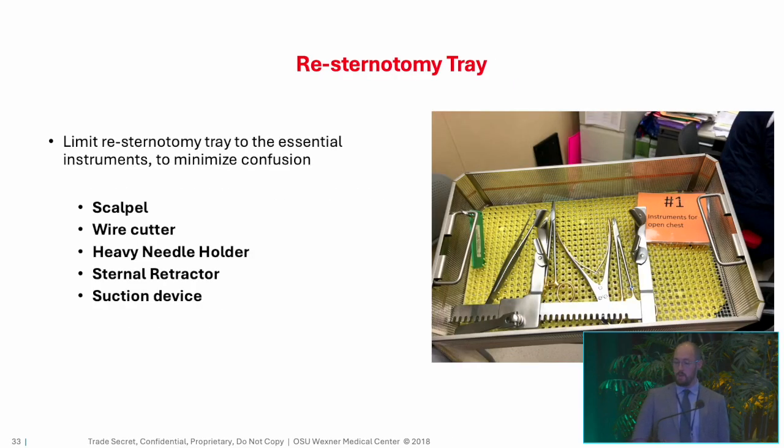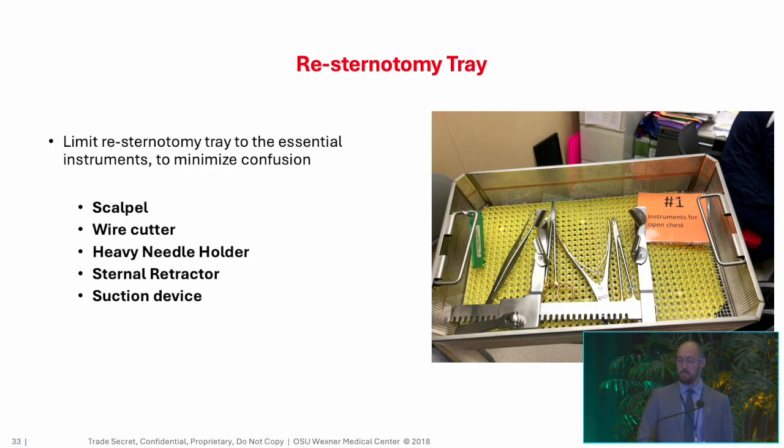Okay, so the resternotomy tray itself. The thought behind this is to keep it as simple as possible. I don't know how many of you have seen the actual open chest cart that the operating room will bring over to a CVICU, but it generally has roughly 200 instruments on it, and it's literally impossible. I couldn't tell you what any of them are, except maybe these 5.